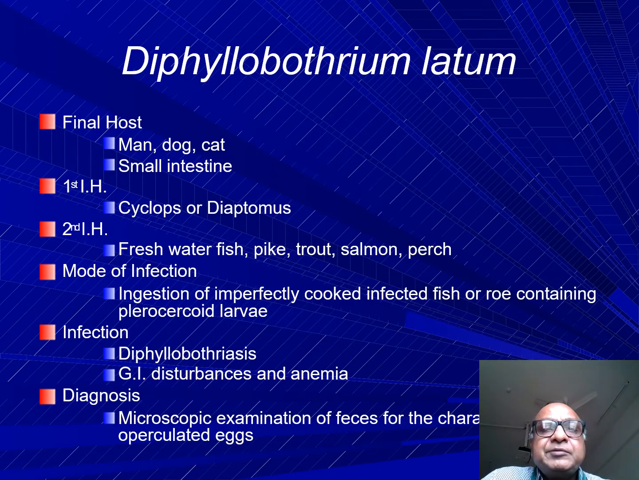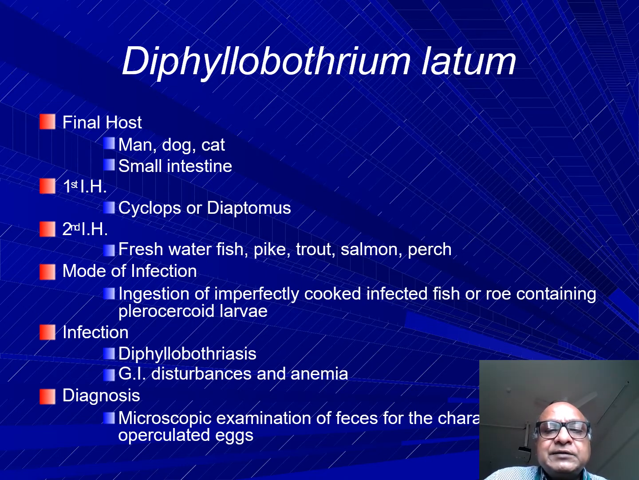Let us recapitulate the main features of the life cycle. The final host of D. latum is man, dog, or cat, and it lives in the small intestine. There are two intermediate hosts. First is Cyclops, and the second is a freshwater fish: pike, trout, salmon, perch.